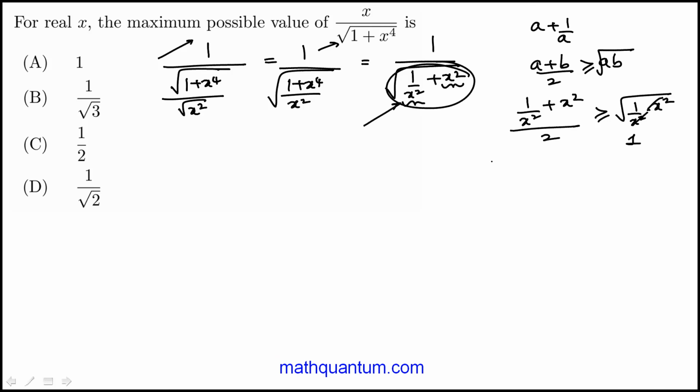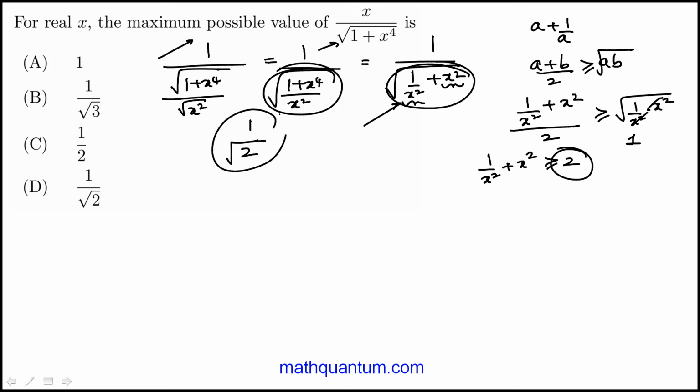So that becomes just 1, and that means 1 over x squared plus x squared is greater than or equal to 2. We're looking for the maximum possible value, and that would happen when this is the least, which is 2. And so that would be 1 over root 2. And if you look at the answer choices, that would be choice D, because the inside takes on the least value at 2. So that's the easiest, but also the hardest way to do it.